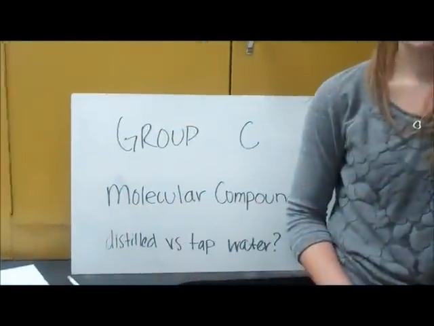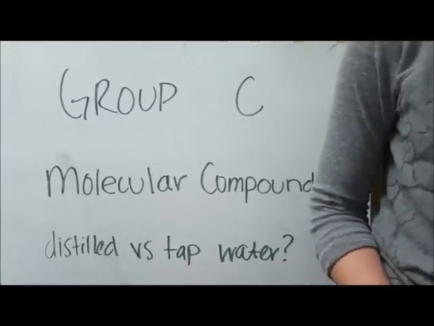The compounds in group C were all molecular compounds, which means they do not dissociate in water. We tested distilled water and tap water, and our results showed that the tap water had a conductivity of about 350, where distilled water only had about 11. The reason for the difference between these two is that tap water contains ionic impurities, such as magnesium or calcium, whereas in distilled water all of these ionic impurities have been removed. These compounds do not show high conductivity values because they do not dissociate completely in water. Their conductivity values should be relatively zero.